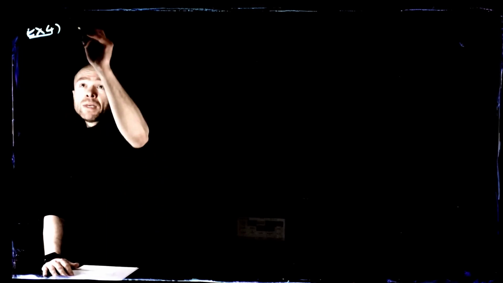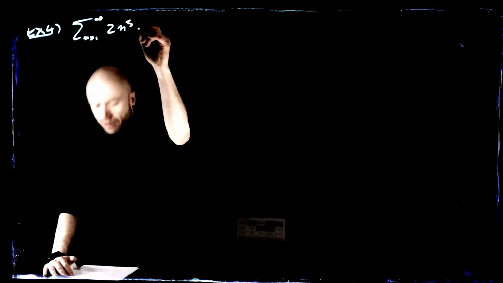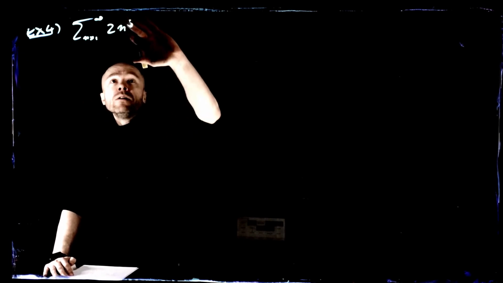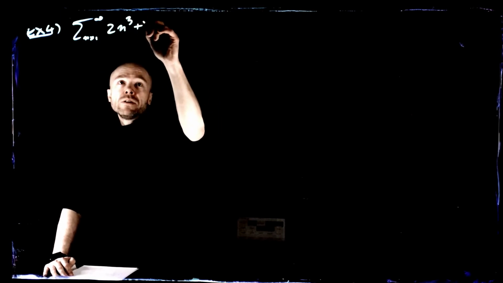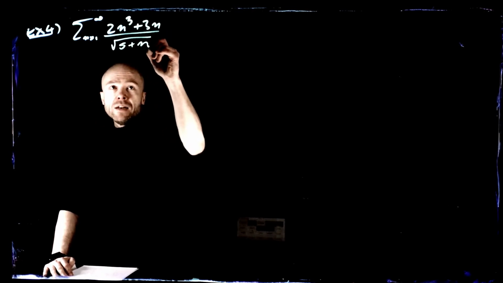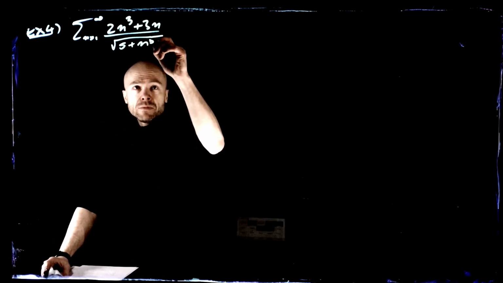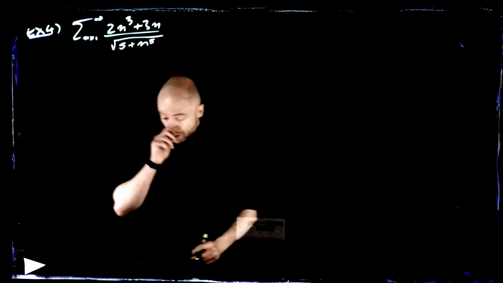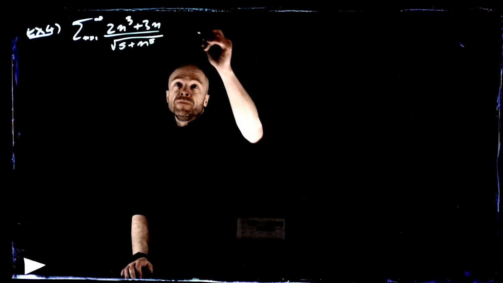All right, example 4. Look at this. Suppose we have the sum from n equals 1 to infinity of 2n to the 3 plus 3n over the square root of 5 plus n to the power 5. This, I hope you agree, is an ugly series. This is a complicated, ugly expression, right?